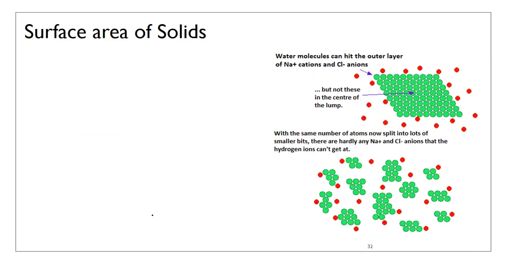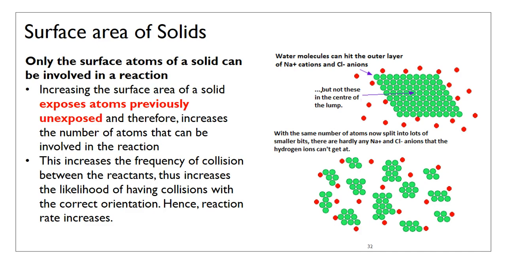Okay, this is going to be very easy for you. You don't actually have to worry too much about this diagram. It basically tells you that if you have a solid, then it's really only the reactants, the atoms on the surface, that get to react. So if you increase surface area to volume ratio, you're going to have more atoms that can react.